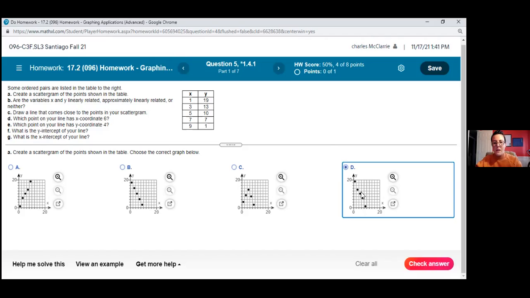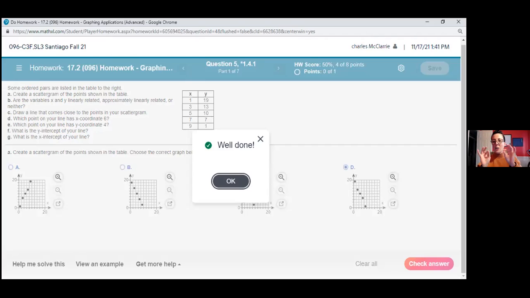Wait, question. What is a scattergram? It's just basically a graph with all of your values on it. So it's called a scattergram. It's also called a scatter plot. So it's correct. So Charles was absolutely right.